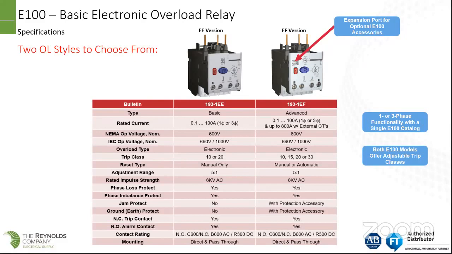So when you're looking at switching, we had a lot of customers that probably use the E1 Plus, where nowadays you can actually drop down to the basic version, due to that trip class 10 and 20. That was usually one of the kickers that kicked us up into the E1 Plus in the old model. So when you're looking at your conversions, I would start with the basic, and if you need any additional features, such as automatic reset or ground fault or jam protection, that's when I would move to the advanced version.